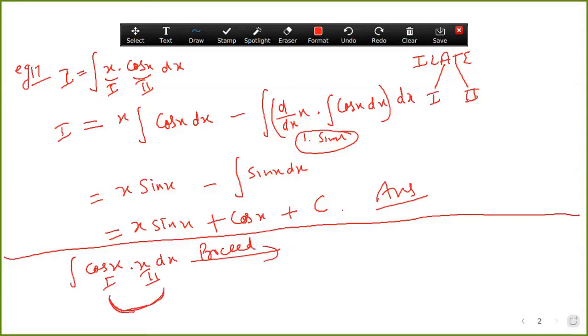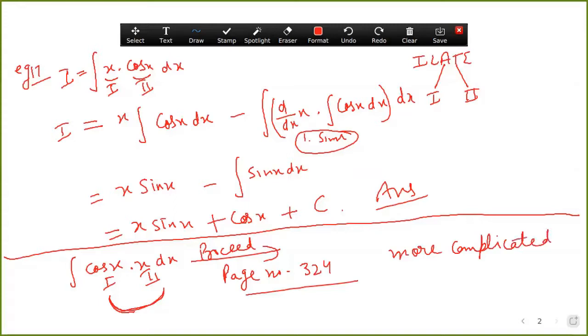Read it on page number 324. Proceed and read whether it is possible or not. It becomes more complicated to do. So first read why it is so complicated. Now we will do the next example.